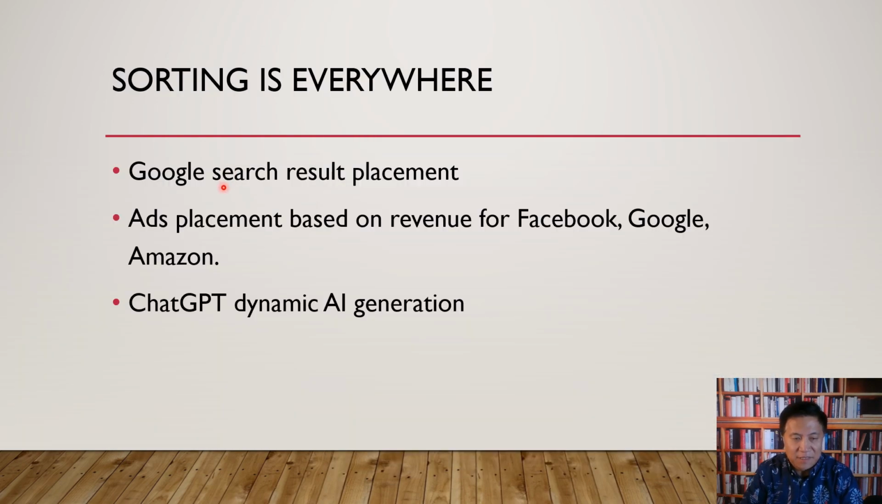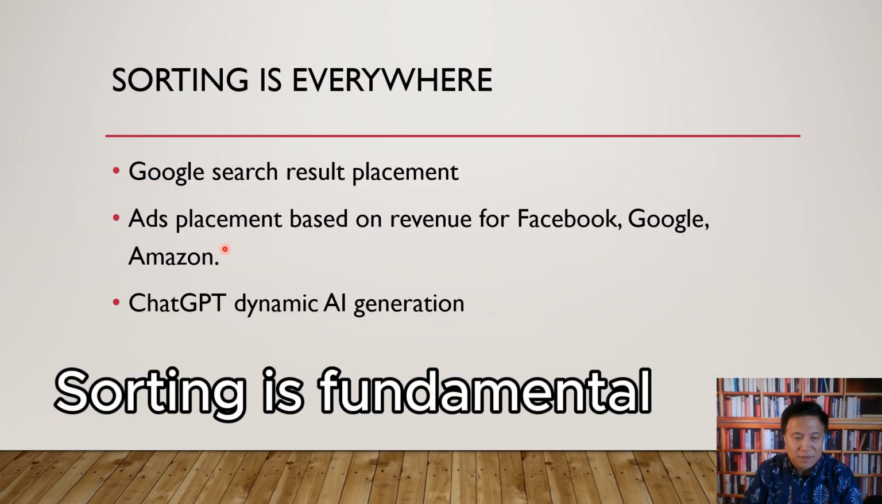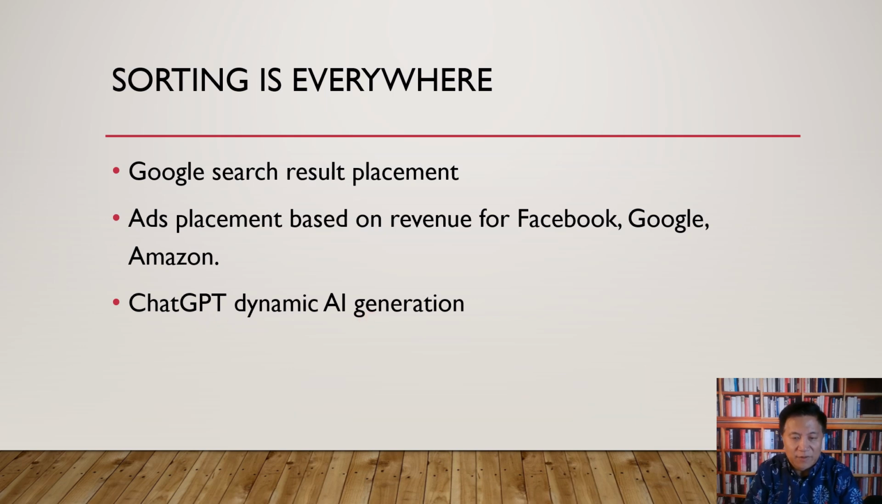In other places, it is used for search result placement, ads placement based on revenue for Facebook, Google, and Amazon, and ChatGPT dynamic AI generation. Sorting is very fundamental. Let me show you a demonstration using graphics.